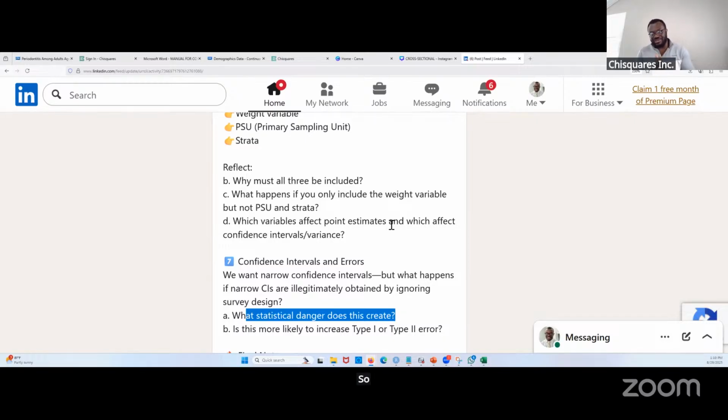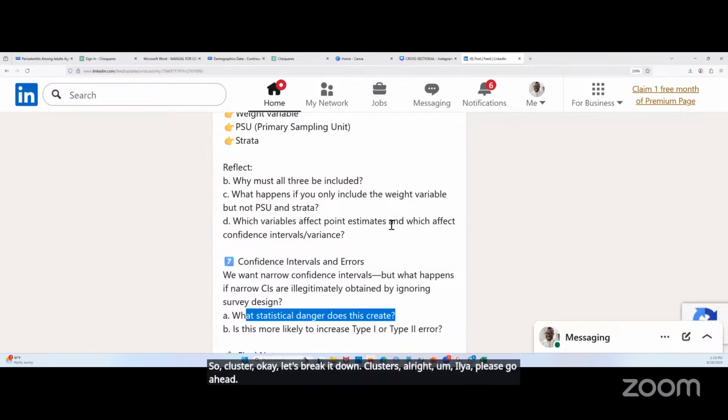So cluster, okay, let's break it down. Clusters, all right, Ilya, please go ahead. Is it possible?